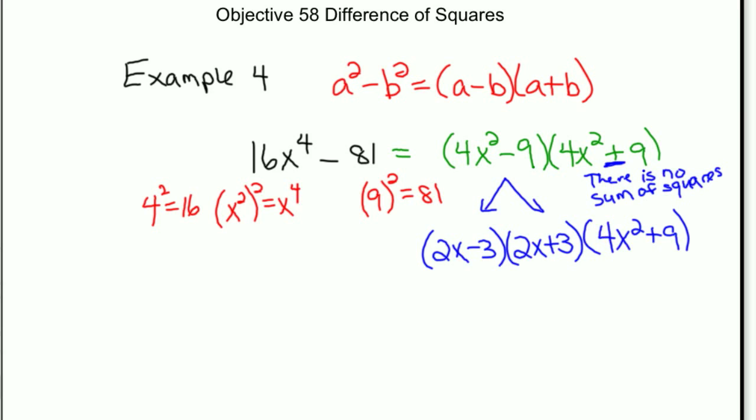Now a common mistake would be to leave that 4x squared plus 9 away from our final solution, but it's the entire quantity that is our final full factorization of 16x to the fourth minus 81. So watch out for multiple applications of rules in your factoring problems.